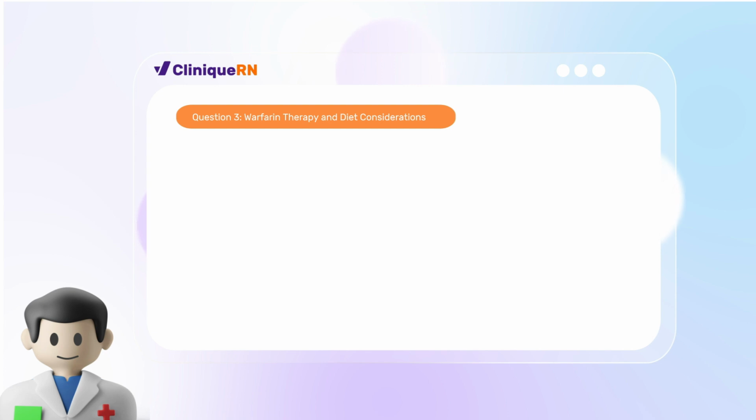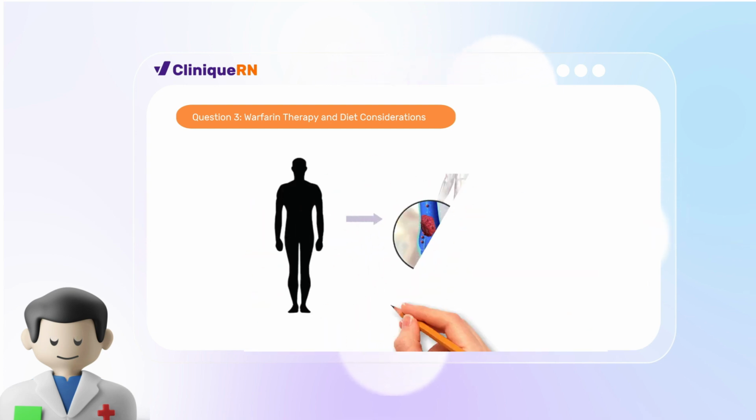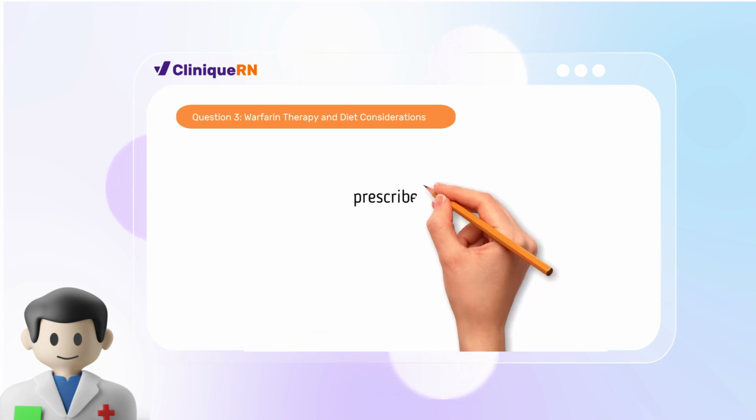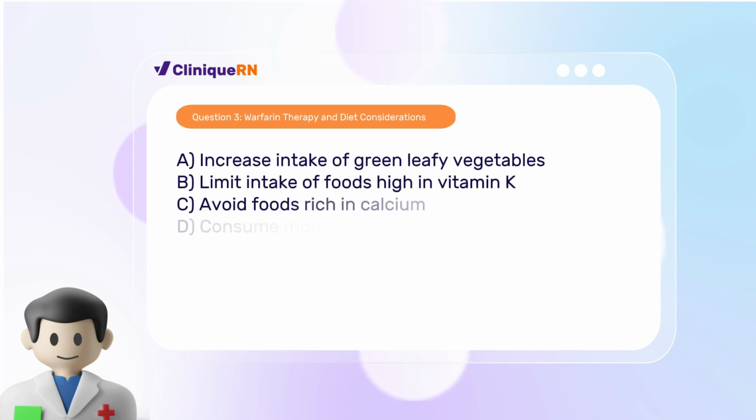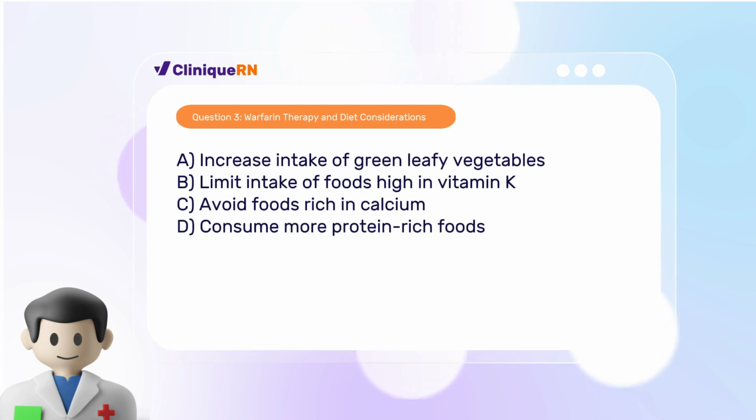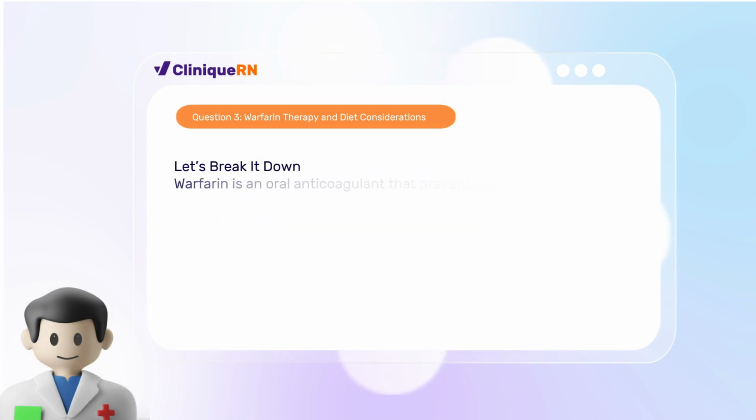Question 3. Warfarin therapy and diet considerations. A client with a history of deep vein thrombosis, DVT, is prescribed warfarin. Which dietary instruction should the nurse provide? A. Increase intake of green leafy vegetables. B. Limit intake of foods high in vitamin K. C. Avoid foods rich in calcium. D. Consume more protein-rich foods.